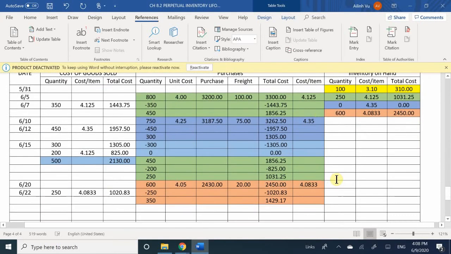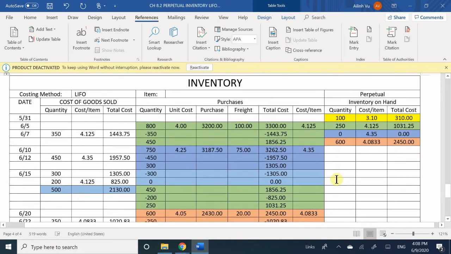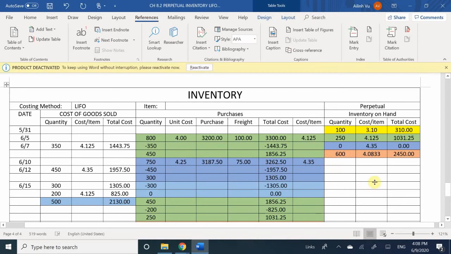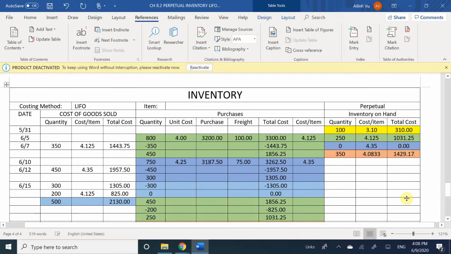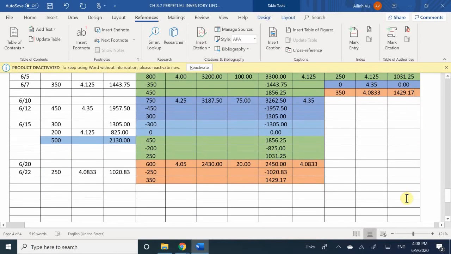So now that we have that, we're going to adjust our salmon inventory down here. We no longer have 600 items. We have 350. And then we no longer have that much amount. We have a grand total of 1429.17. Okay, we just have one left, right? No, we have two more left.